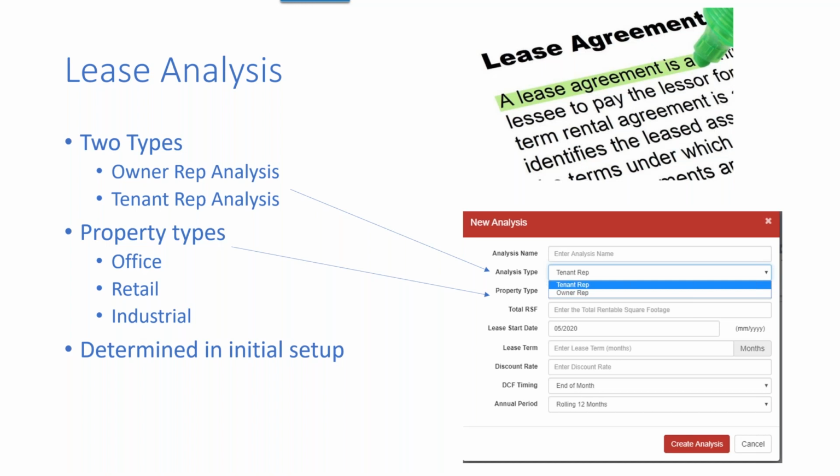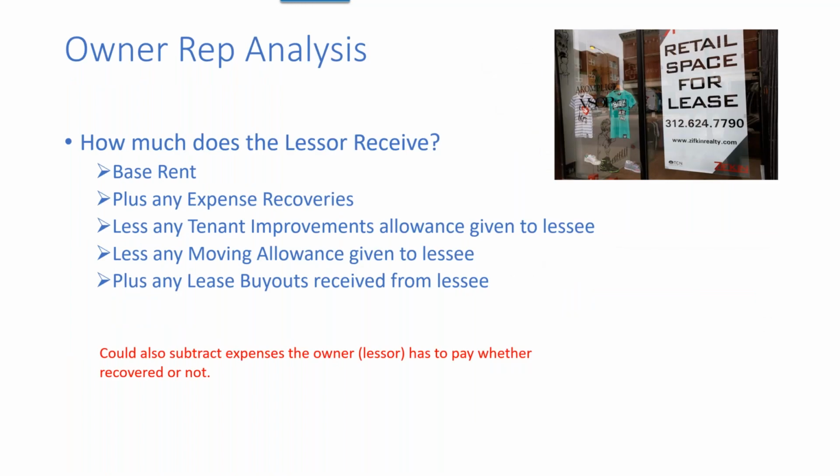You wouldn't normally do it for an apartment, since not really any long-term leases there typically. It's kind of shown on the right-hand side there. When you're doing a new analysis, you choose whether you're doing the tenant rep or the owner rep, and some other information you could put in, like the start. Well, you'd have to put in the start date of the lease. Some of these things you can change later on, like the lease term or the discount rate on the lease. I'll talk more about why that would be important later on, and how you do that discounting, whether it's the end of every month or the end of every year, and whether you're analyzing things on a calendar year or a rolling 12-month basis.